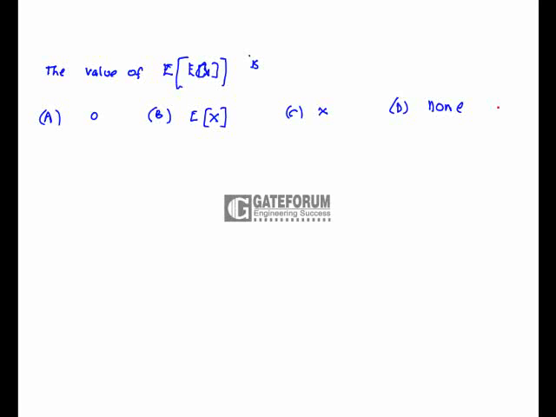Expectation of x is. Suppose here assume expectation of x is k, which is a constant. It is going to be a mean value. So expectation of a constant is nothing but a constant, because the expectation is nothing but a linear variable. So k is nothing but expectation of x. That is option B is correct.